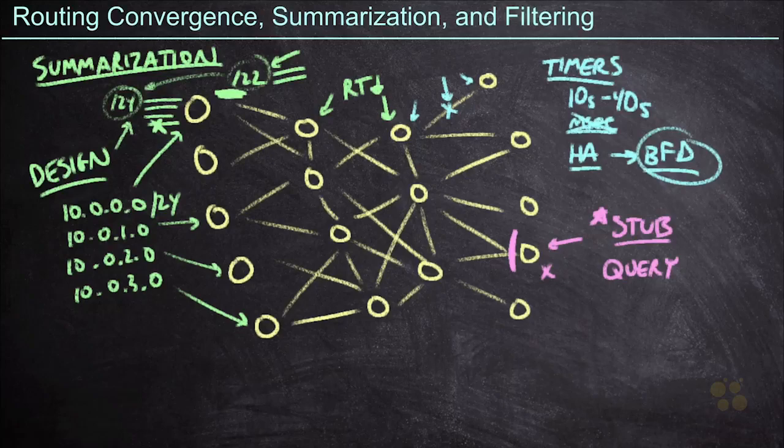Now, one key point to make in summarization is that this is primarily used in distance vector protocols, meaning specifically RIP and EIGRP. You say, well, wait a second, Jeff, why can't we use this in OSPF? Well, we can use it in OSPF, but with a big caveat.